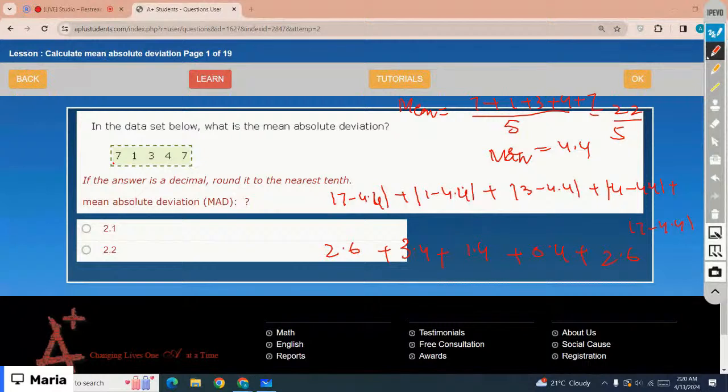Now let me just add them. 2.6 plus 3.4 plus 1.4 plus 0.4 plus 2.6, that is 10.4. And 10.4 divided by 5 is 2.1. So the correct option is option number 1, that is 2.1. Got it? The correct option is 2.1.